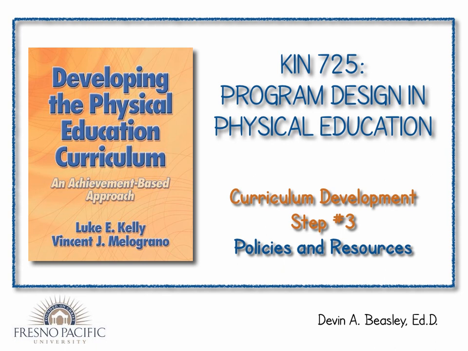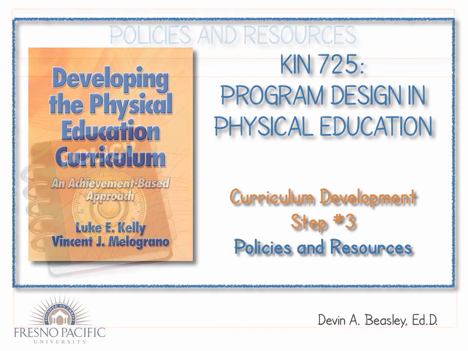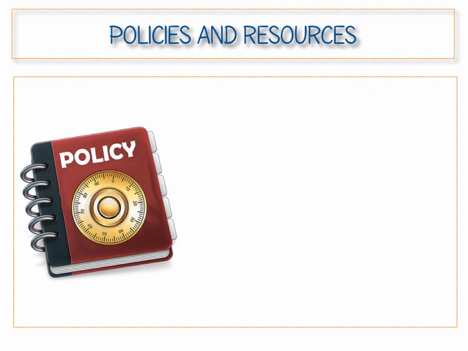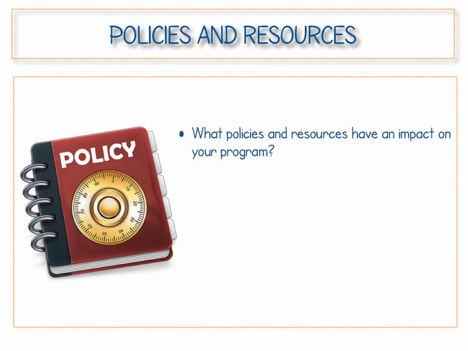In this presentation, I will briefly review step number 3 in your curriculum development project, which is identifying essential policies and resources. In this step, you should create a list of issues that have some sort of impact on your program. These are issues that have both a positive and negative effect on your overall program. So begin to ask yourself about policies and procedures that will have some type of impact on your overall program.